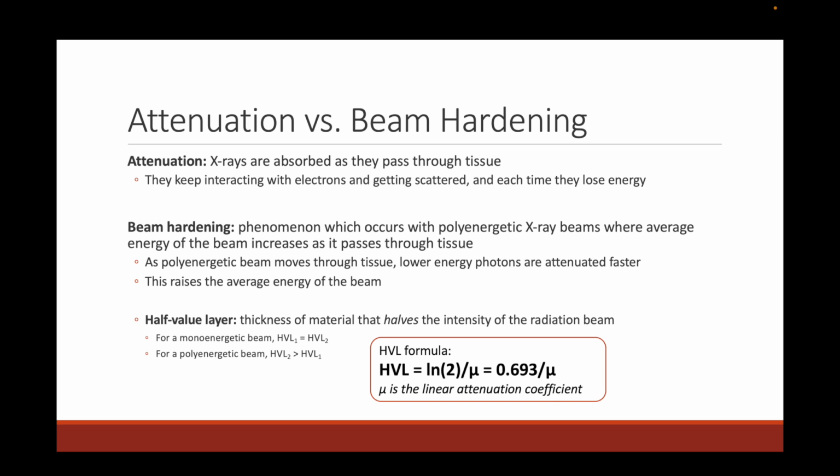And there's a formula for calculating the HVL that we all have to memorize for boards. It's the ln of 2, which is also 0.693, so ln of 2 over mu, where mu is the linear attenuation coefficient of the material that we're using. So these are concepts of attenuation and beam hardening, and it's important to understand what these definitions mean and what these terms represent.